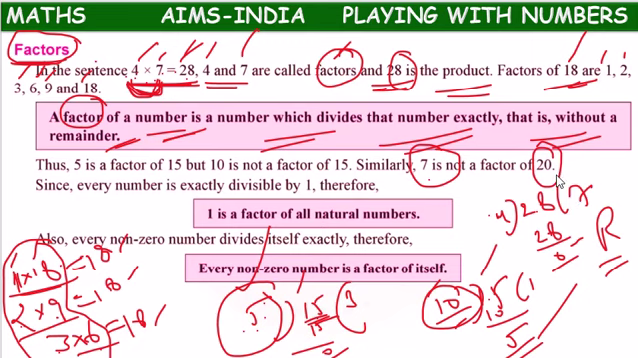So what is a factor, children? A number which divides the given number completely, or exactly, or with remainder 0, that is called a factor of the given number. Then what about 1? 1 is a factor of which number? If you take any number like 17 or 1700, any bigger number, any lesser number, every number is exactly divisible by 1.